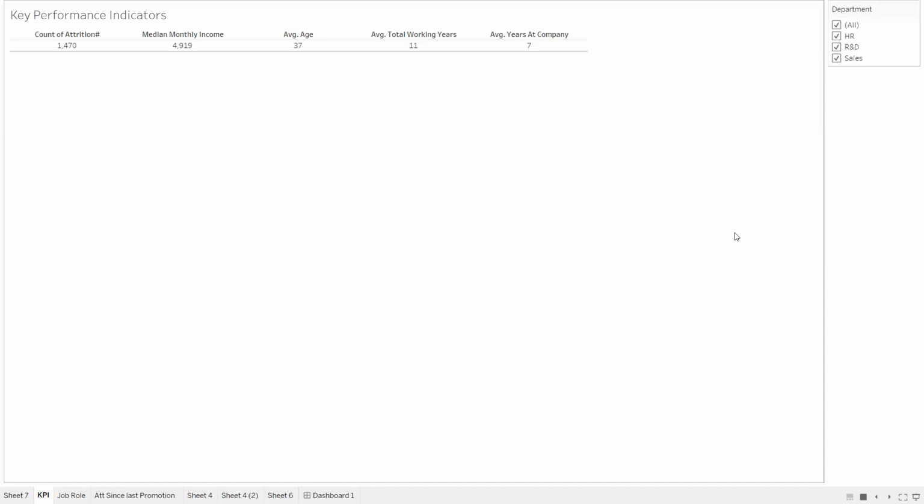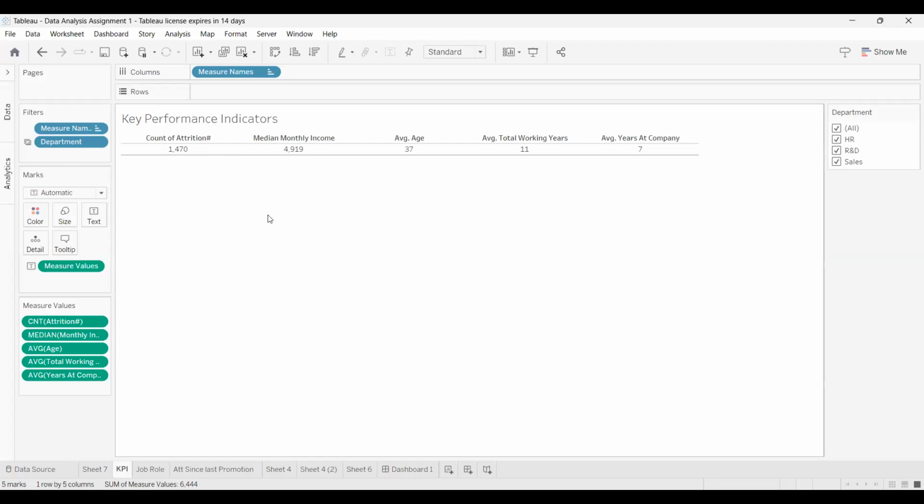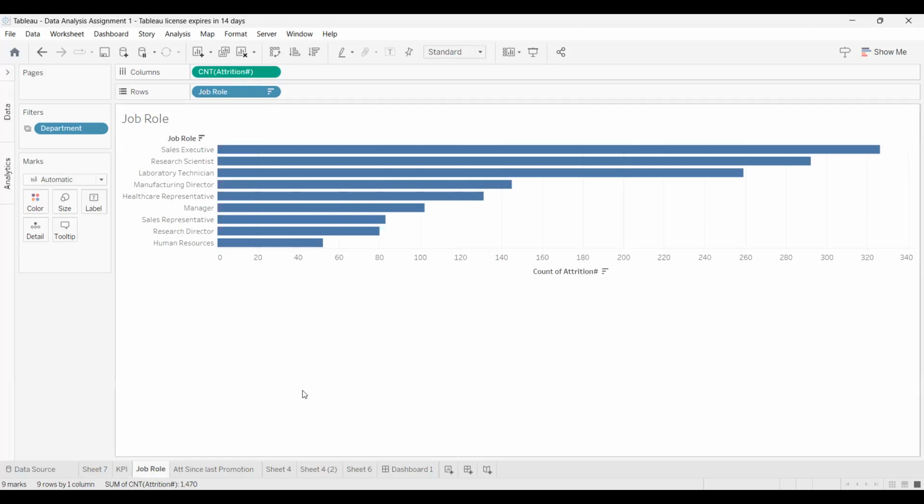Then also the median monthly income, and then also the average age of the employees of the company, and then also the average total working years of the employees of the company, and finally the average years of a particular employee at the company, as you can see.